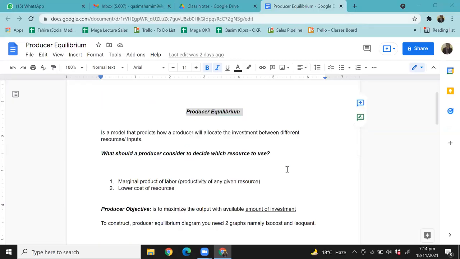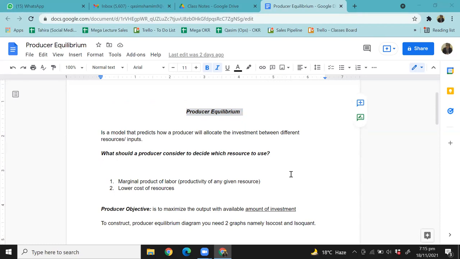Producer equilibrium is a model that helps us understand how a producer allocates their spending between different resources. We did discuss that to produce any product, a producer can use different resources. The simplest example could be capital and labor. In most instances of production, labor and capital are substitutable, which means you can use more labor and less capital, or more capital and less labor.